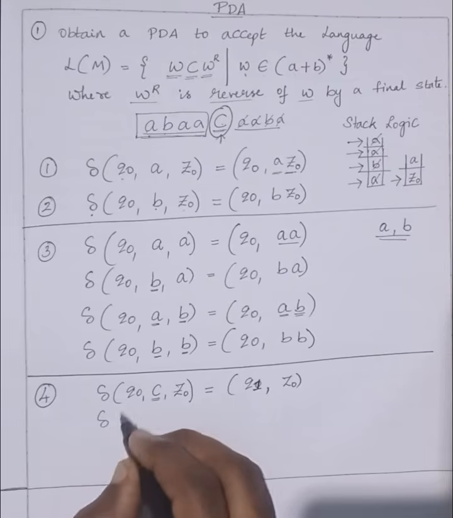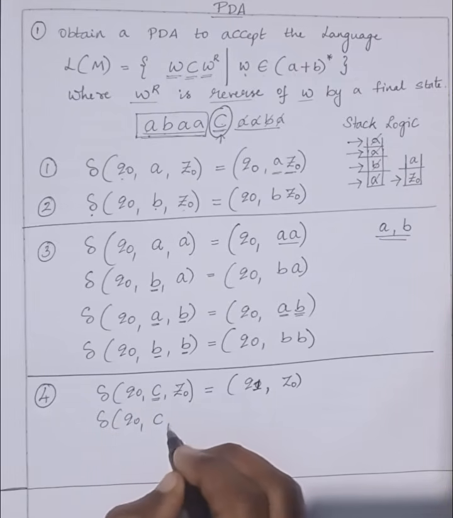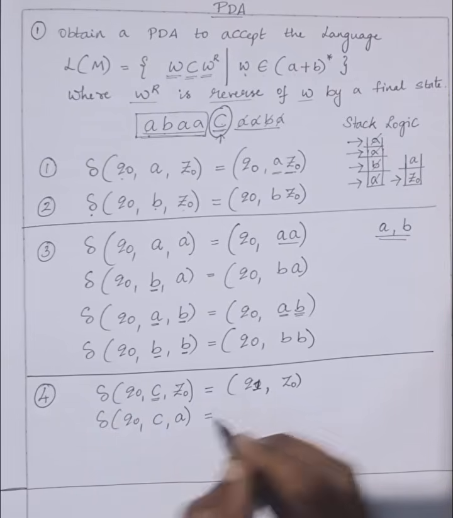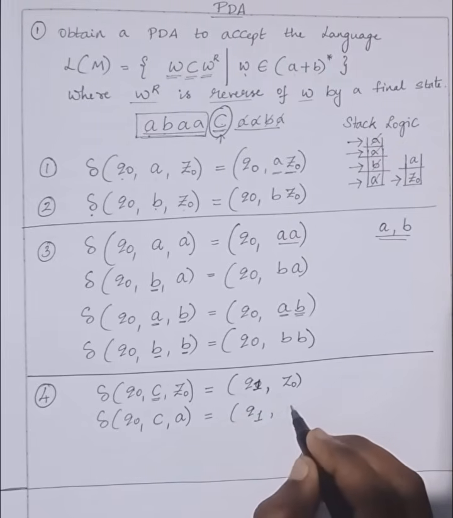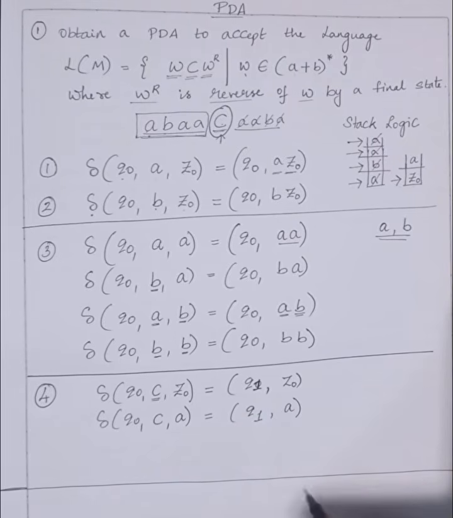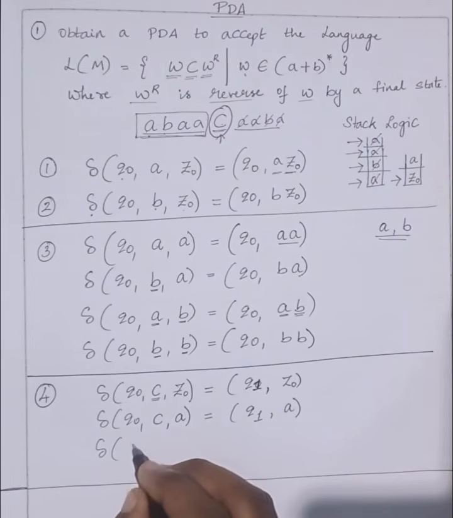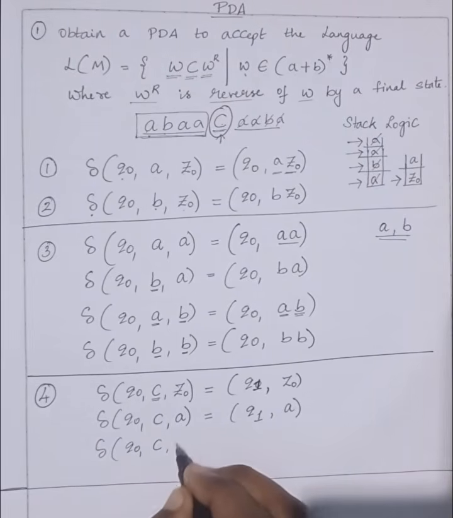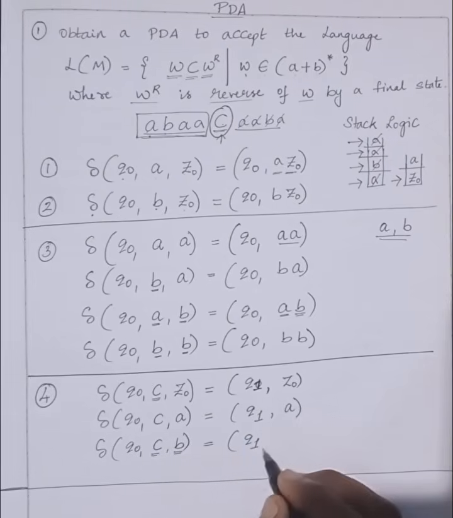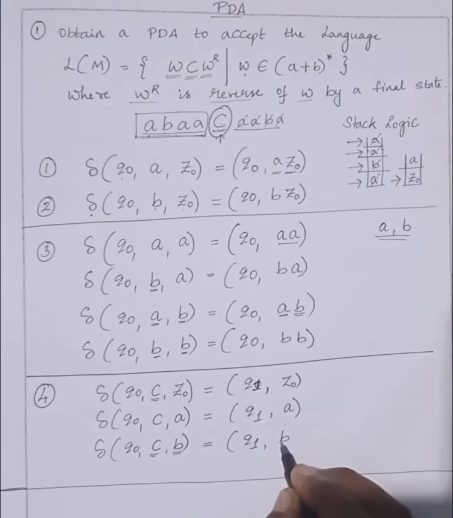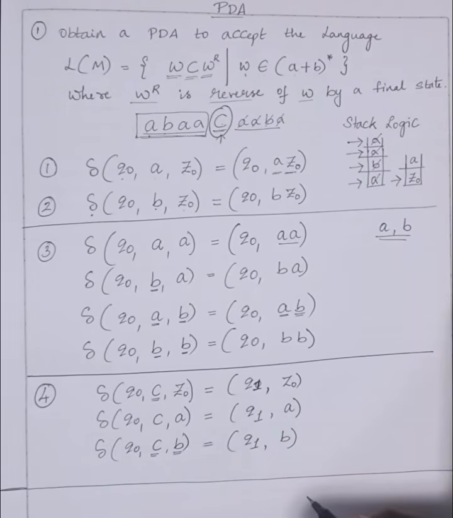Again, Q naught on C if our input is A. What we are going to do is convert the Q naught state to the Q1 state and keep the A on the top of the stack as it is. And then we have Q naught. Again we read the C as an input. Now the top of the stack is B, our input is C. Now also we are not going to change anything in the stack, only our state will change from Q naught to Q1. So we'll keep the top of the stack B as it is. Okay, so this is for the C input.